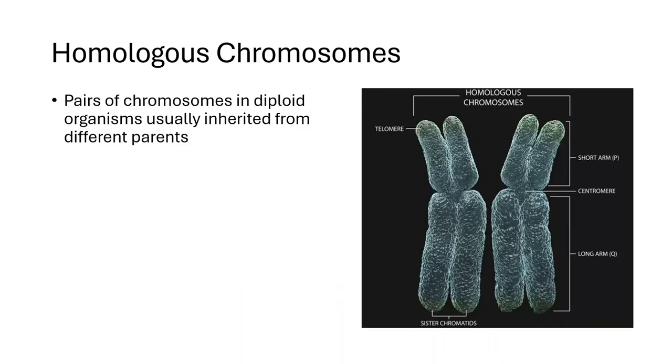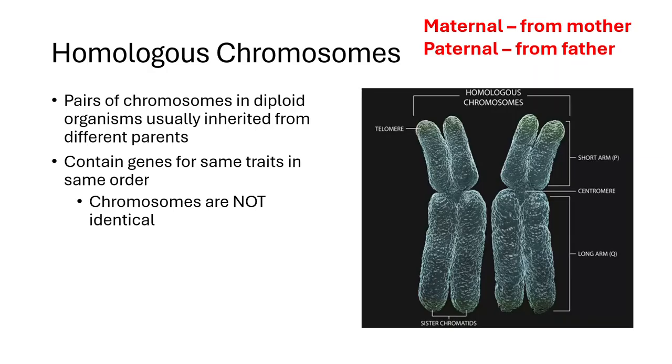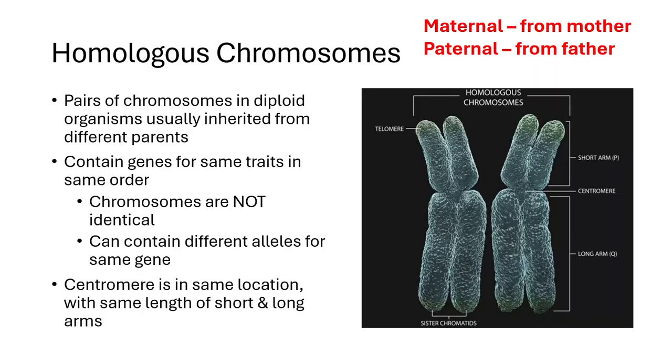In diploid organisms, you can organize chromosomes into pairs of chromosomes that are usually inherited from different parents. You have one maternal copy inherited from the mother and one paternal copy inherited from the father. These contain genes for the same traits in the same order, but they are not necessarily identical because they can contain different alleles for the same genes. They will also look similar in that the centromere will be in the same location, and the lengths of the arms of the chromosome that come off from the centromere, the short arm and the long arm, are going to be the same length.